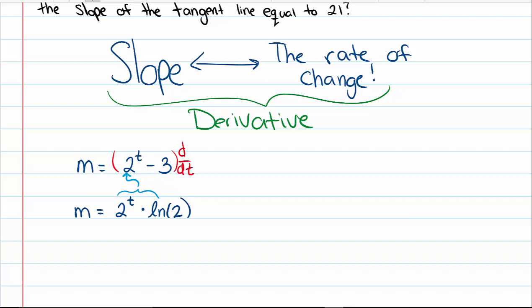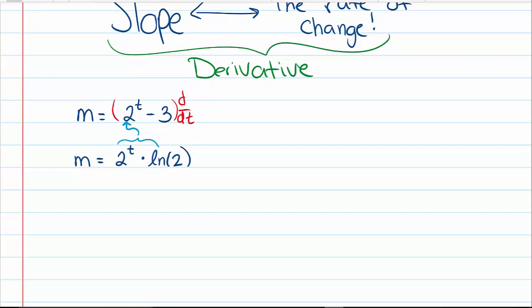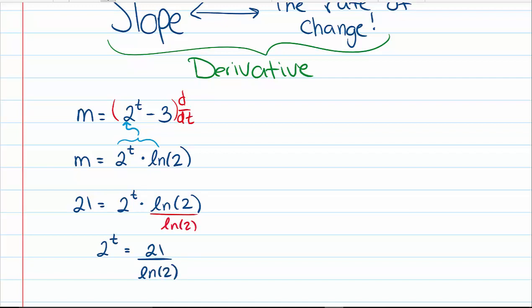So we want to figure out where the slope is equal to 21. So what you do then is you set the whole thing equal to 21. You get 2^t times ln of 2 equals 21. That's the calculus part. Now comes the algebra part. So we've got to think about how we're going to solve this. Well, our goal is to get t by itself. So I'm going to divide both sides by ln of 2.